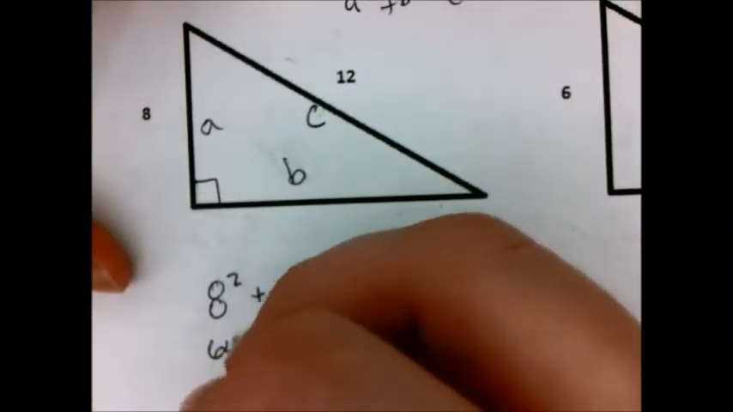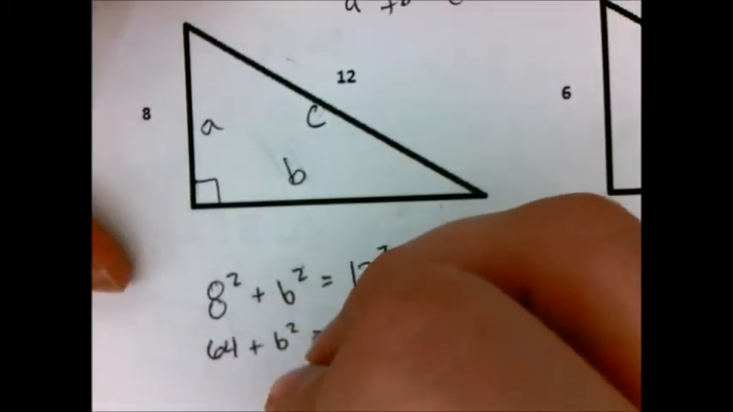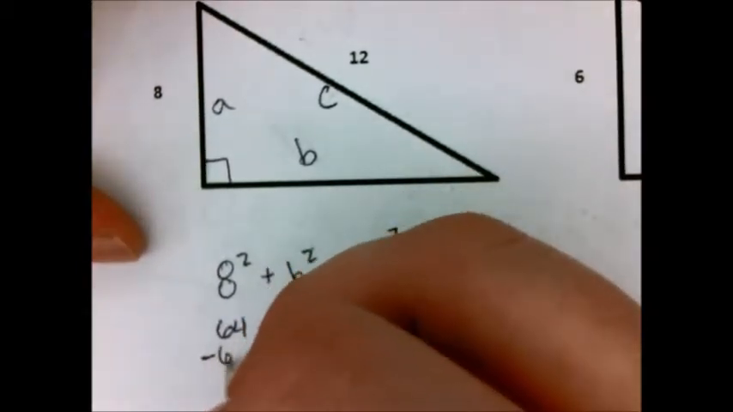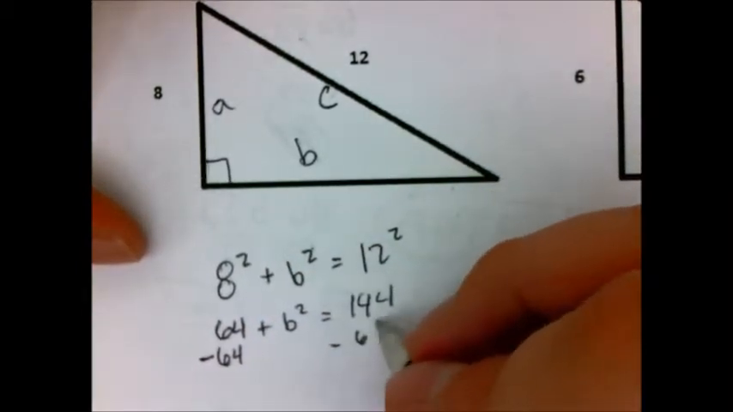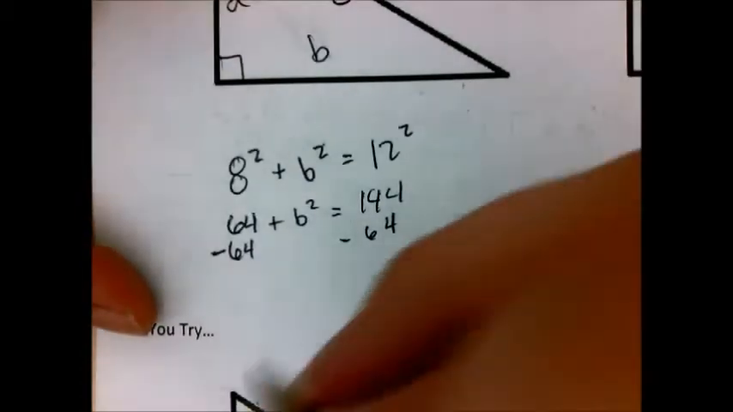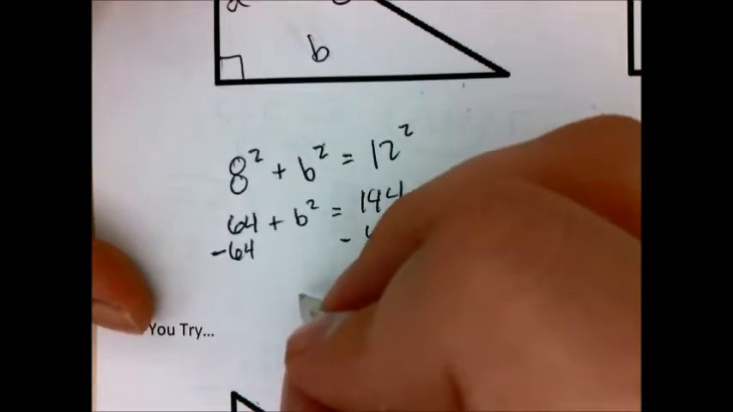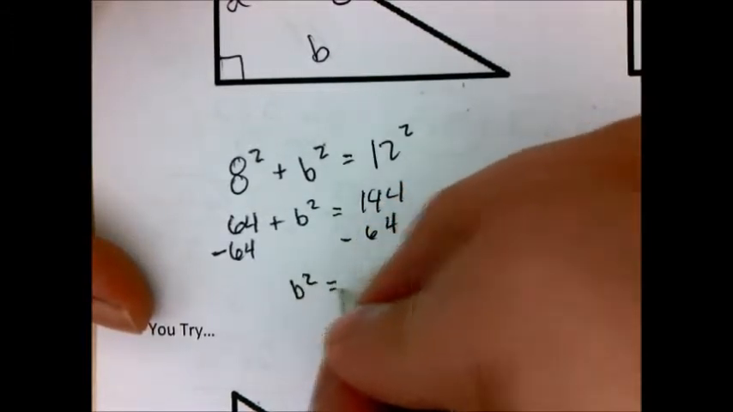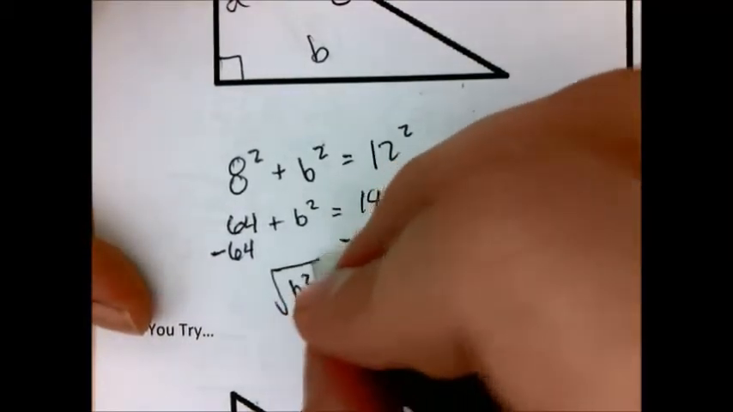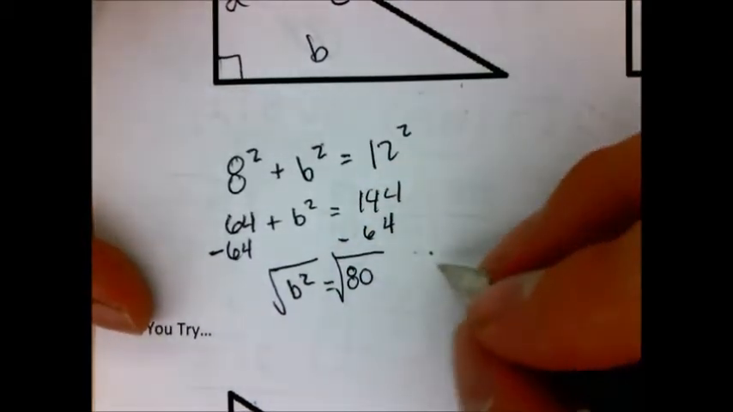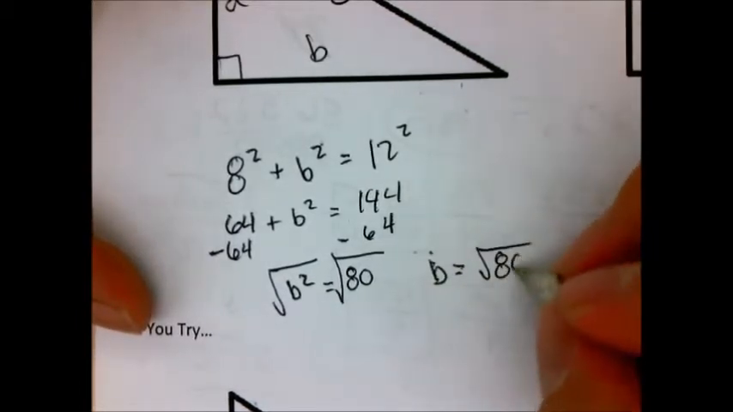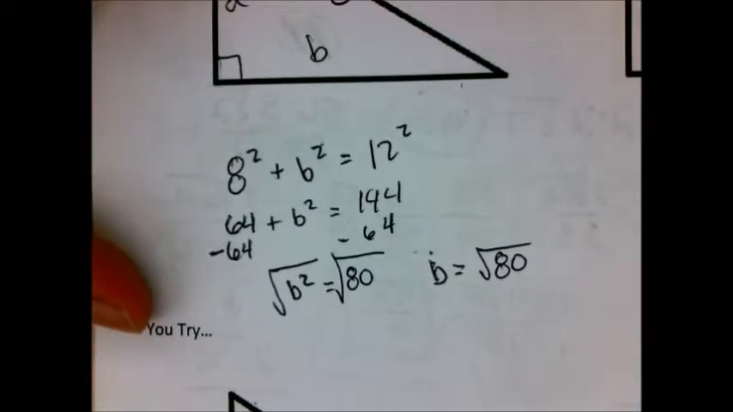You get 64 plus b squared equals 144. Then we subtract 64 from both sides. You get b squared equals 80. Last but not least, we have to square root both sides. So we get b equals the square root of 80. But remember, we got to break this stuff down.